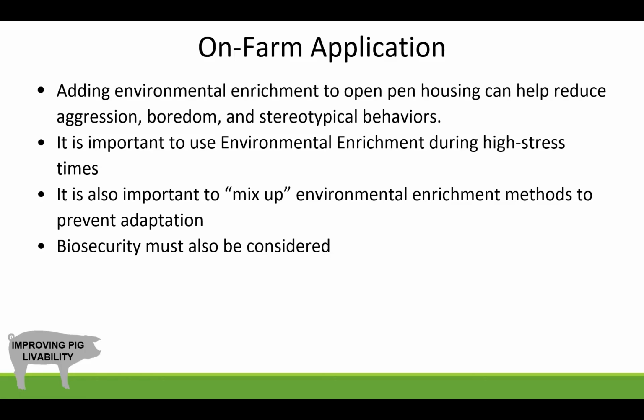Adding environmental enrichment to open pen housing can help reduce aggression, boredom, and stereotypical behaviors. Examples of environmental enrichment include commercially purchased toys, rope, small amounts of peat in a feed rack, nutritional treats, and many others. It is important to use environmental enrichment during high-stress times, such as moving or mixing, rather than providing it all the time, as pigs can adapt to it.